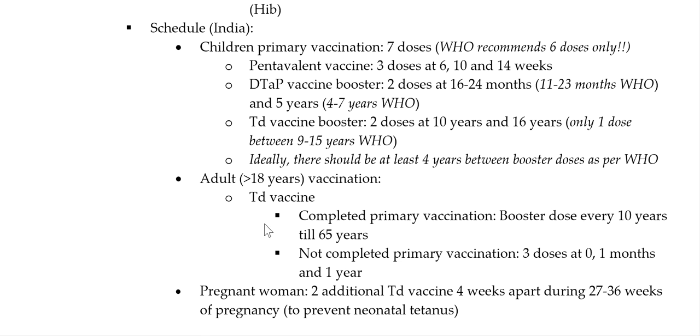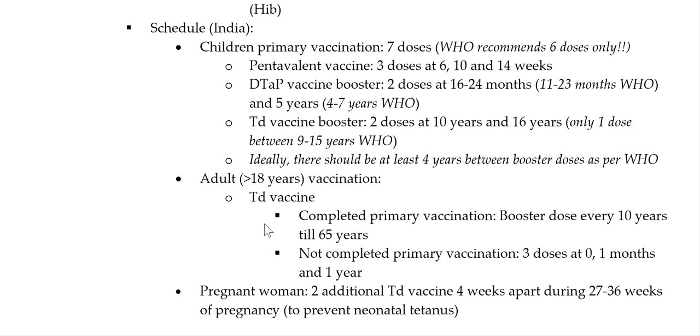If it is an adult, that is more than 18 years of age, then we should give Td vaccine. For those who have completed the primary schedule as mentioned above, you can give a booster every 10 years till 65 years. And if you have not completed the primary vaccination, then you should give 3 doses at 0, 1 month and 1 year, and then follow a booster every 10 years as recommended.